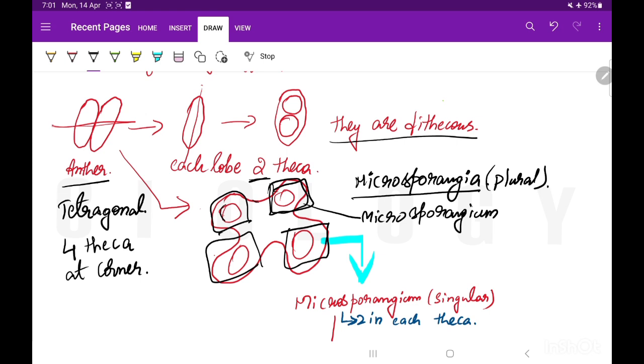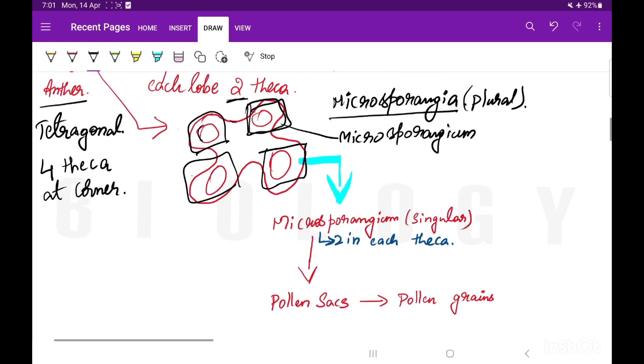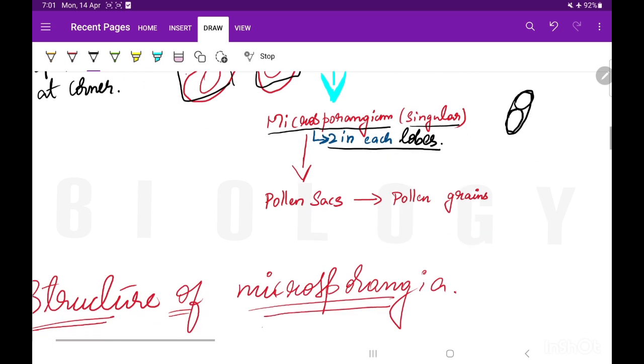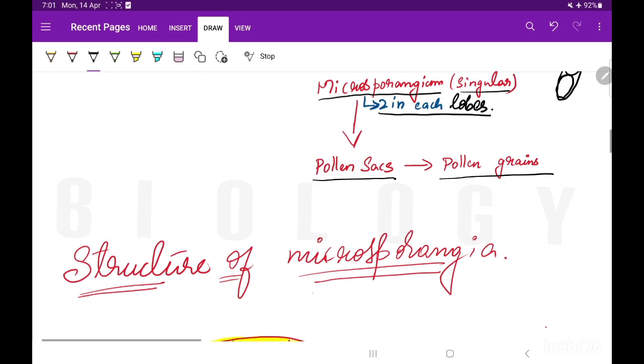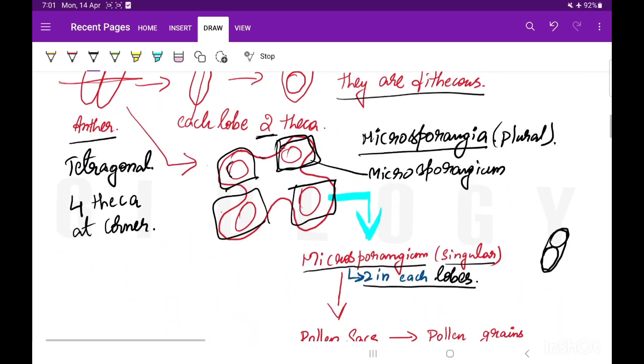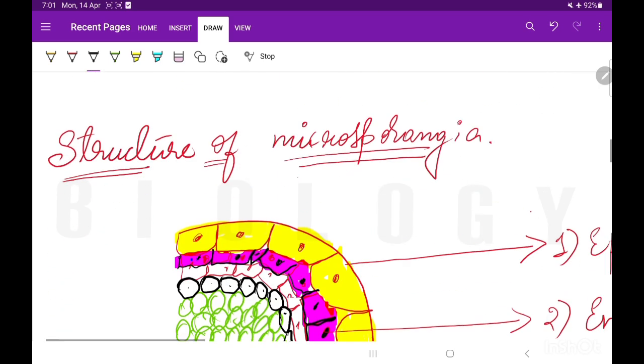These microsporangia are responsible for production of pollen grains, which are the male gametes. Here I have written microsporangium, which is singular, which forms pollen sacs in further development, having pollen grains. Now we will see the structure of each microsporangium. This structure is shown below.